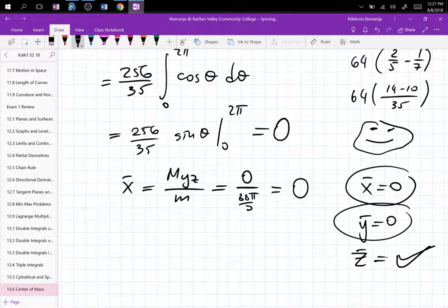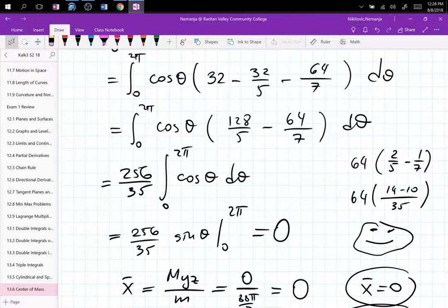Yes? I'm sorry? For solving the derivative on the side, isn't that going to be 14 minus 5? Yes, 14 minus 5. So this is 14 minus 5, which makes it a 9. So what are the numbers? 576 over 35, okay. It's still 0 at the end, but yeah, thank you. I don't know why I multiplied 2 times, I'm supposed to multiply 1.